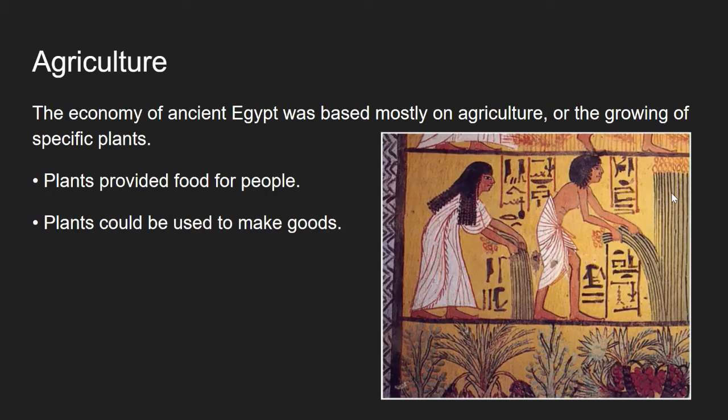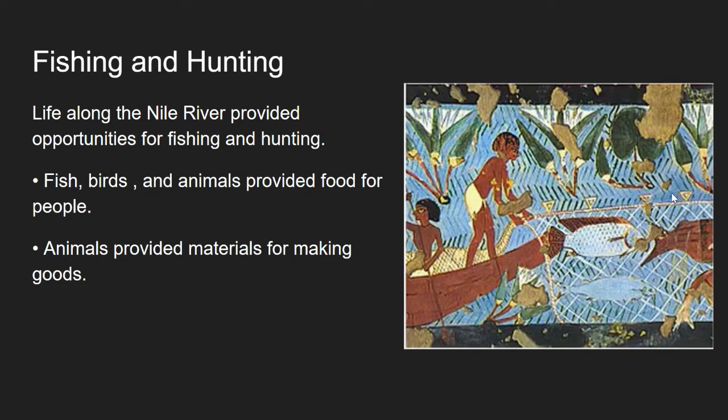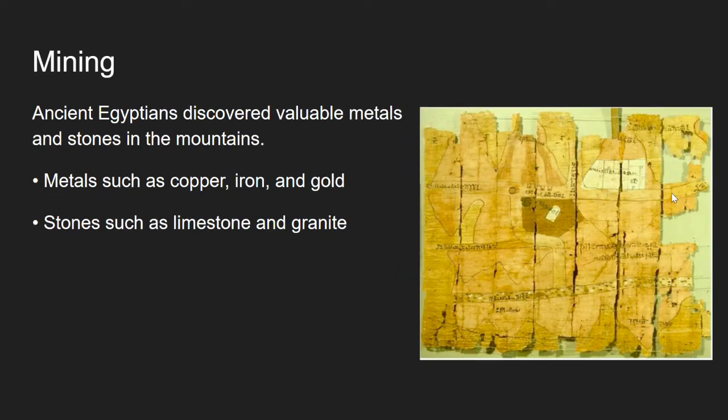The economy of ancient Egypt was based mostly on agriculture or the growing of specific plants. Plants provided food for people and could be used to make goods. Life along the Nile River provided opportunities for fishing and hunting as well. Fish, birds, and animals provided food for people and also provided materials for making goods. Ancient Egyptians discovered valuable metals and stones in the mountains, metals such as copper, iron, and gold, and stones such as limestone and granite.